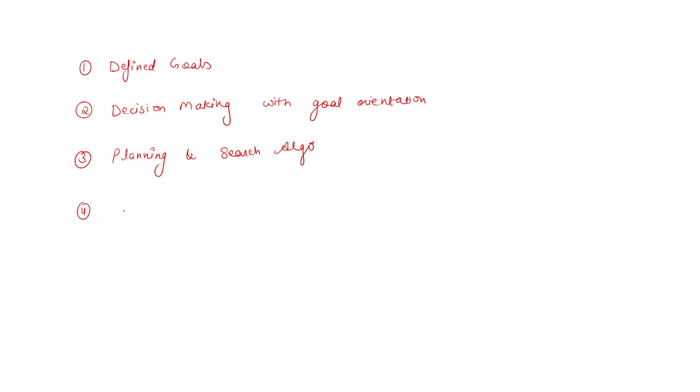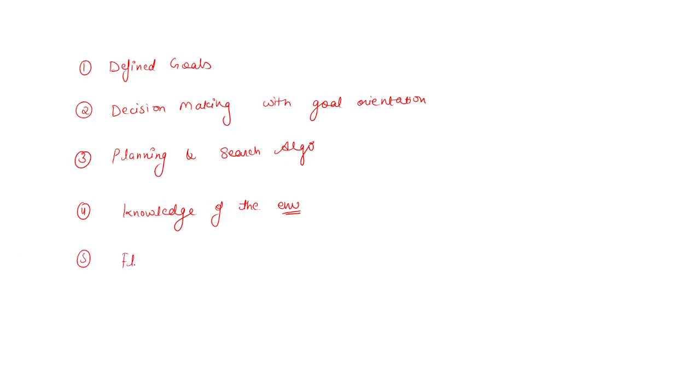The fourth key characteristic is knowledge of the environment. Goal-based agents need to have some understanding of their environment, where we are going to use that particular agent, or be able to gather information dynamically. The main purpose is that knowledge about the environment helps the agent to better evaluate which action will lead to goal achievement. That's why knowledge of the environment is very important in the field of goal-based agents.